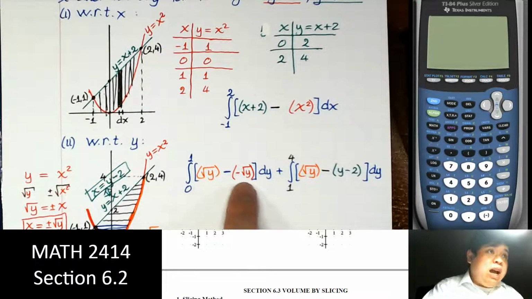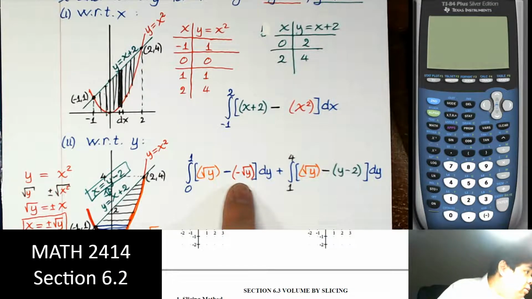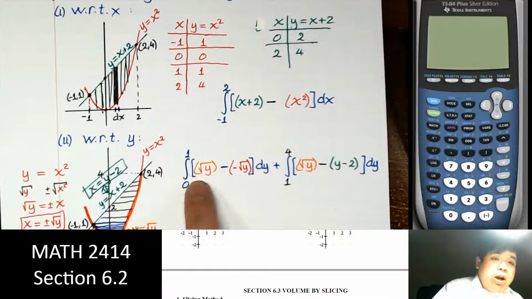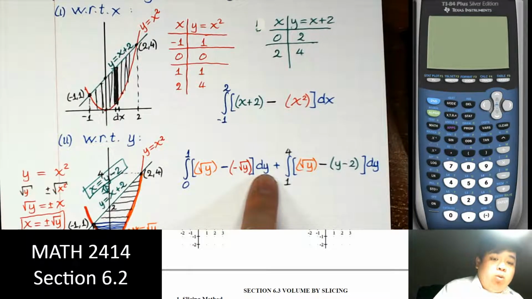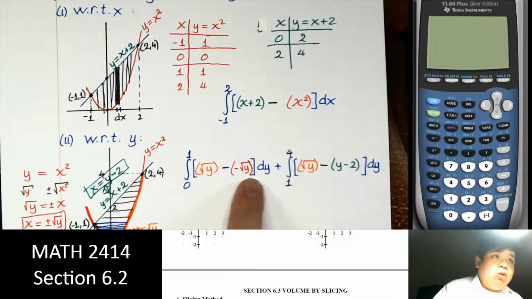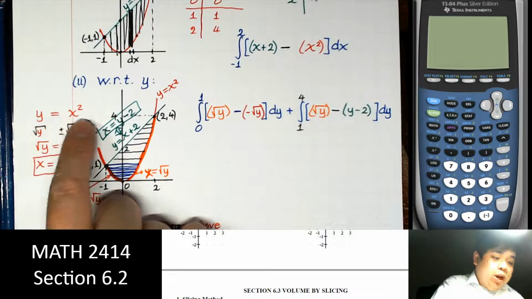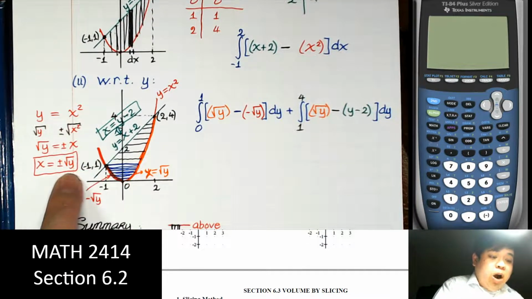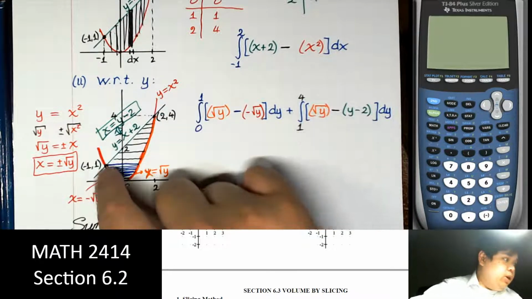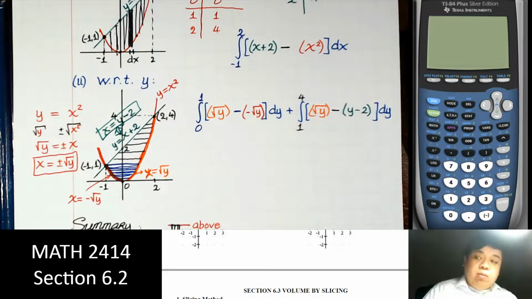You mean we don't use x squared here? We don't use x squared here because that has to be a function of y. So that's why we have to convert everything into terms of y. And when we convert y equal to x squared into a function of y, this is plus or minus. So we know it's going to be two functions in terms of y.